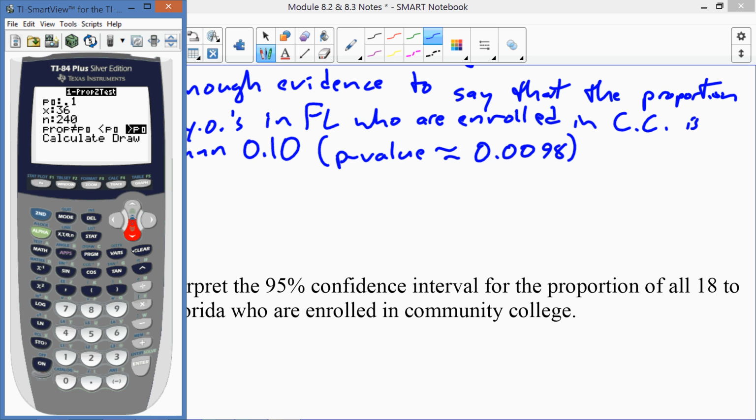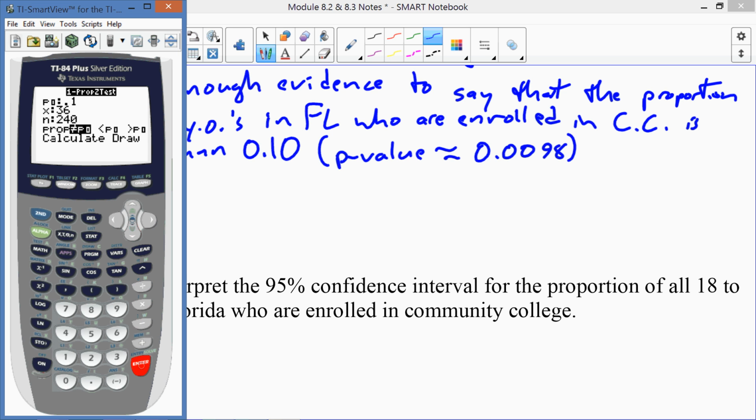And then the next line, the prop, is your alternative hypothesis. In other words, do we believe the proportion is not equal to 0.1, less than 0.1, or greater than 0.1? Well, we used not equal to because the actual statement was different. And that doesn't imply a direction.